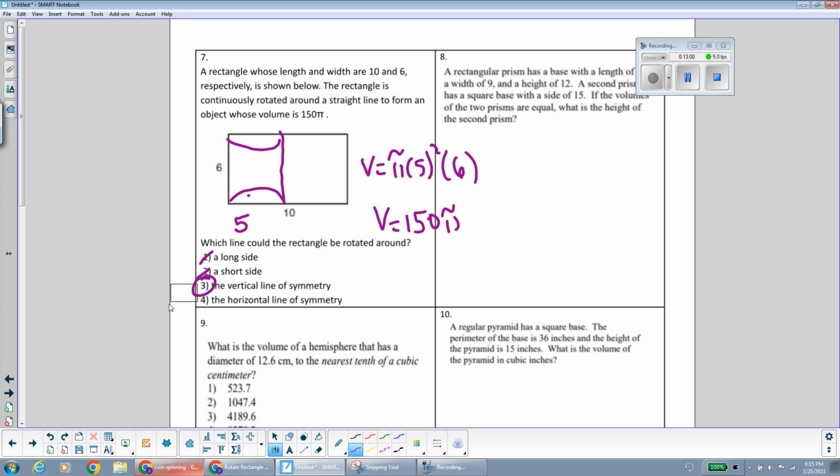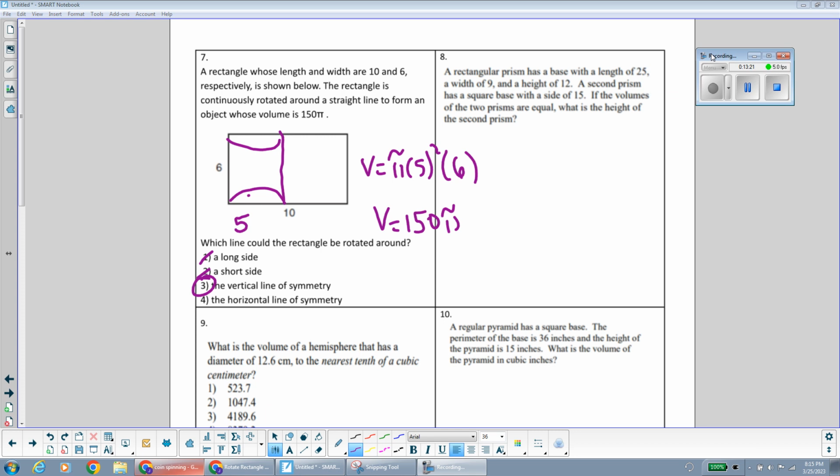The horizontal line of symmetry means horizontally right in the middle, because then it makes mirror images on both sides. So if you rotate it around the horizontal line, the height's going to be 10 and the radius is going to be 3. You can plug that in and it wouldn't give you 150 pi.